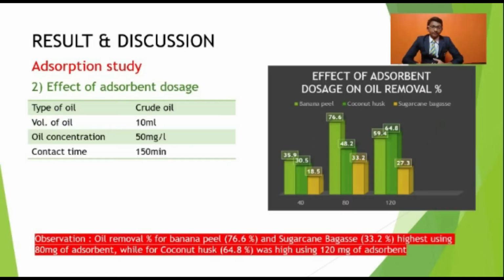Now we are looking at the effect of adsorbent dosage. Based on the graph on the right hand side, we can find out oil removal percentage for banana peel 76.6% and sugarcane bagasse 33.2% is highest using 83 mg of adsorbent dosage, while for coconut husk 64.8% oil removed by using 120 mg adsorbent dosage. Based on these, we can find out that banana peel is more effective because it absorbs oil with a less amount of adsorbent dosage, which is 80 mg.